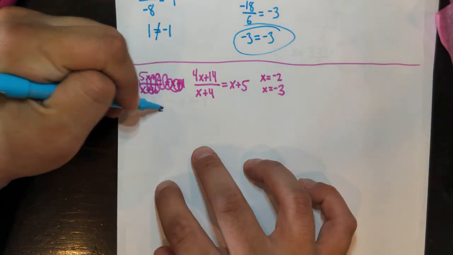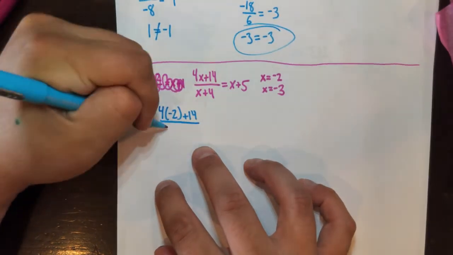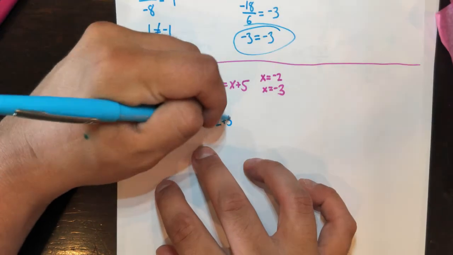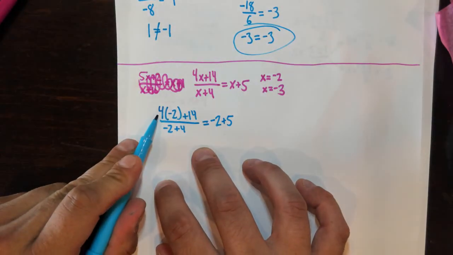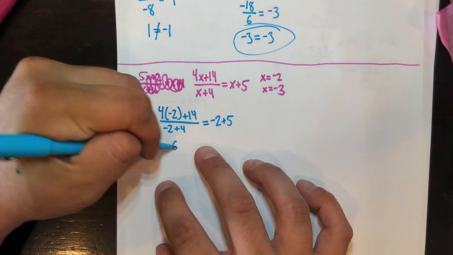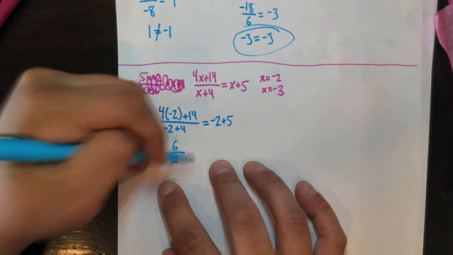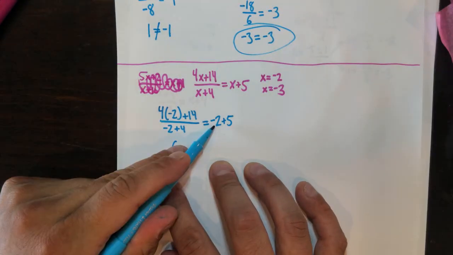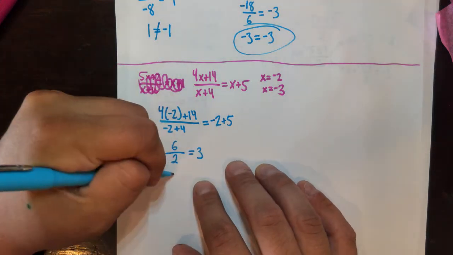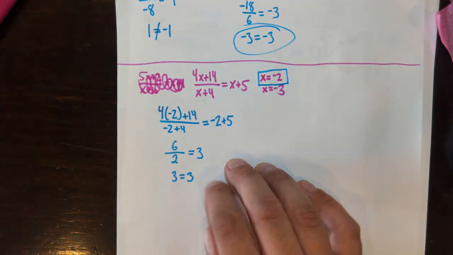So we have 4 times negative 2 plus 14 all over negative 2 plus 4 equals negative 2 plus 5. So negative 4 times negative 2 is negative 8, plus 14 is 6, over negative 2 plus 4 is 2, and we get, let's see, negative 2 plus 5 is 3, 6 divided by 2 is 3, so 3 equals 3. So that's negative 2 is a good solution here.